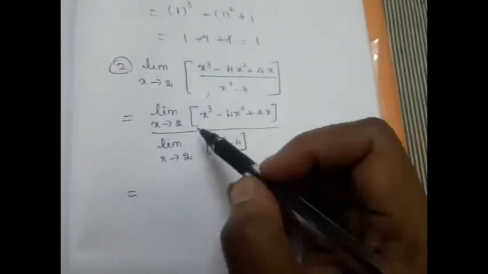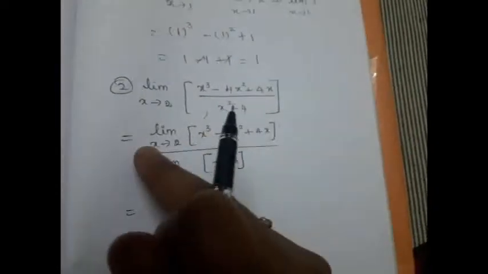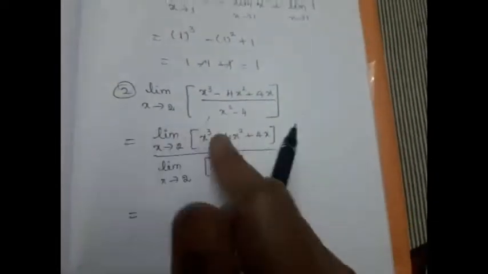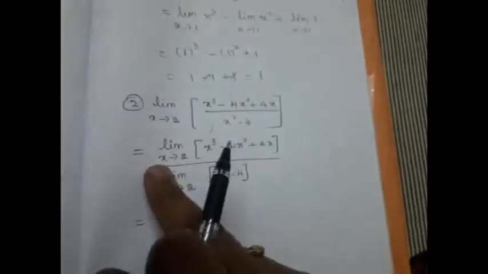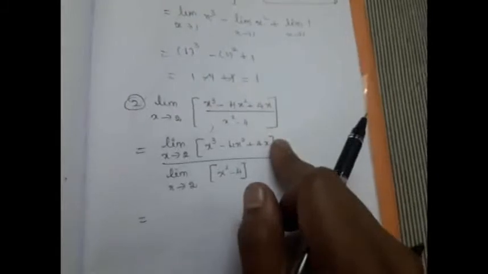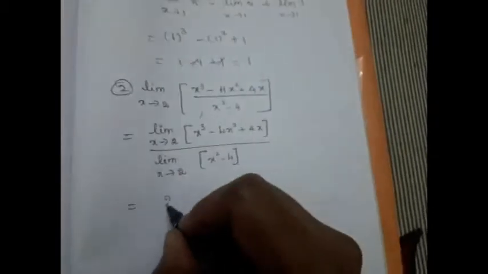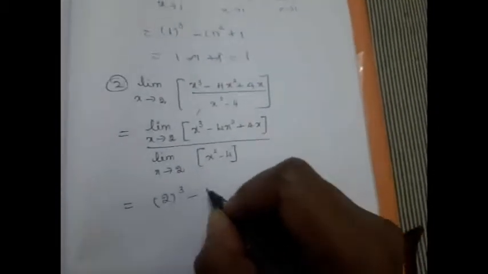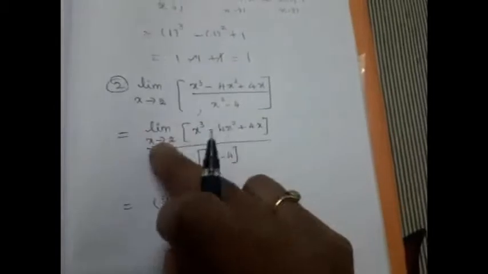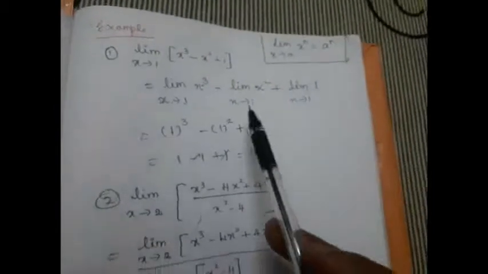what will happen to the numerator? I am not going to write it like this; hope you have understood. We are going to split it: limit x tends to 2 of x cube, minus 4 into limit x tends to 2 of x square, plus 4 into limit x tends to 2 of x. Alright, so what will happen here? Limit x tends to 2 of x cube is going to be 2 cube, minus 4 into limit x tends to 2 of x square, which is going to be 2 square. That is what we have seen here, right?